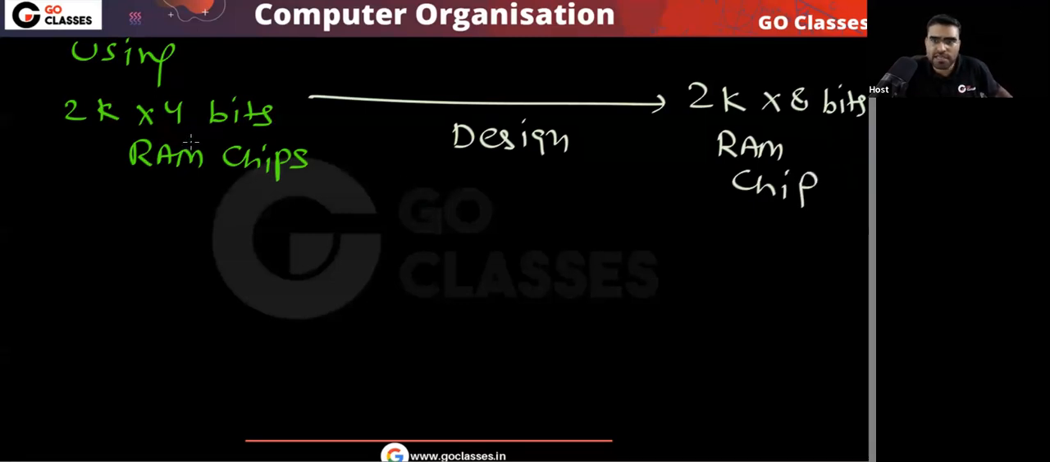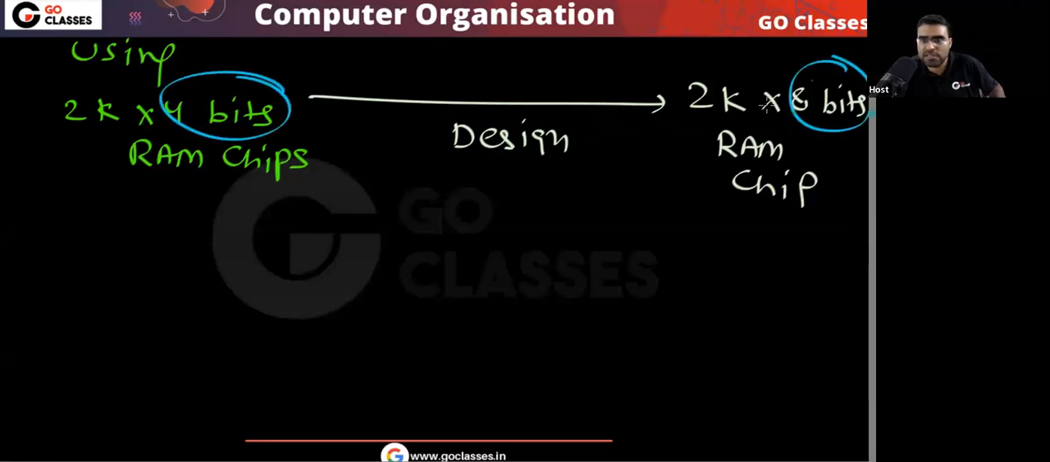This is the example of horizontal expansion, because the 2K is the same in both. The only difference is the number of bits. Basically, at every address, we want to increase the number of bits. So this is your horizontal memory expansion example.